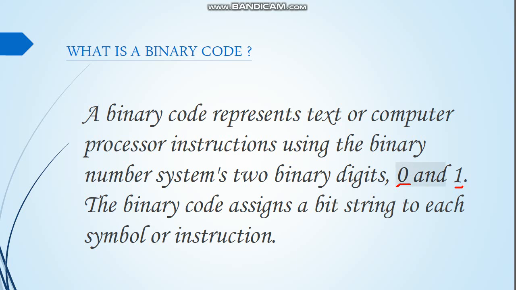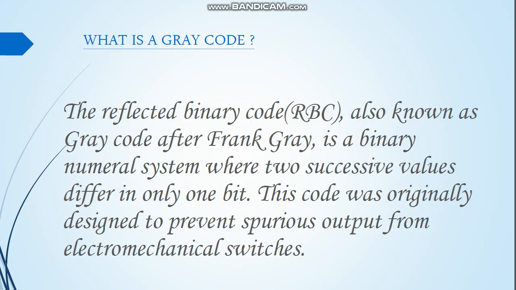Let us go to the next slide. So what is a gray code? A gray code is also called a reflected binary code, and it is named after Frank Gray. He discovered this code. One more important thing about this code is that gray code is a non-weighted code. What does it mean? The digits inside the gray code do not carry any positional weight.